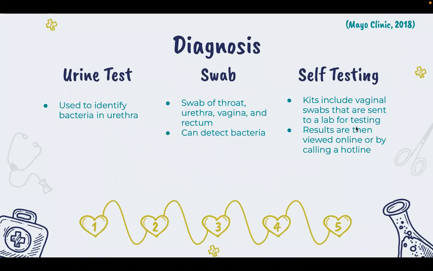A urine test is done to identify bacteria in their urethra. A swabbing is done of the throat, urethra, vagina, or rectum, depending on where the infection is located. This swab is then sent to the lab to identify any abnormal bacteria. There is a self-testing kit women can do at home. The kit includes a vaginal swab that is sent out for testing. Results for at-home tests can be found online or by calling a hotline.